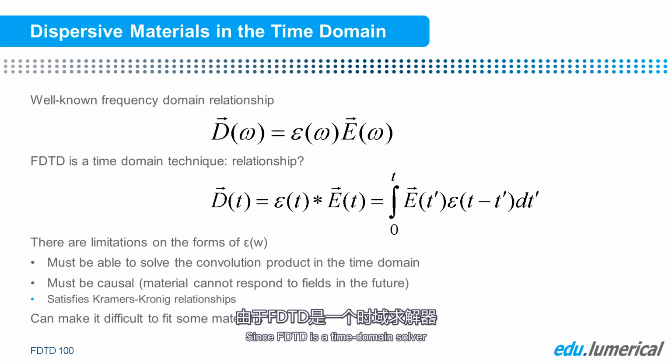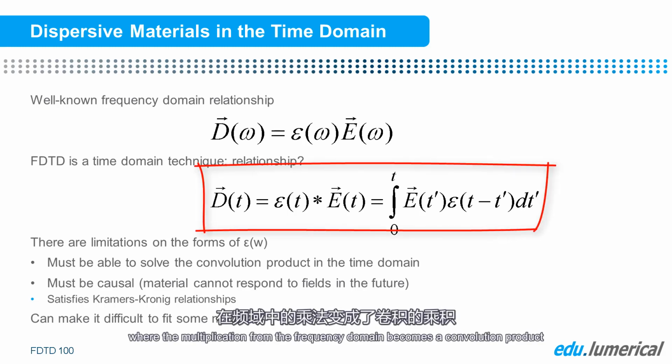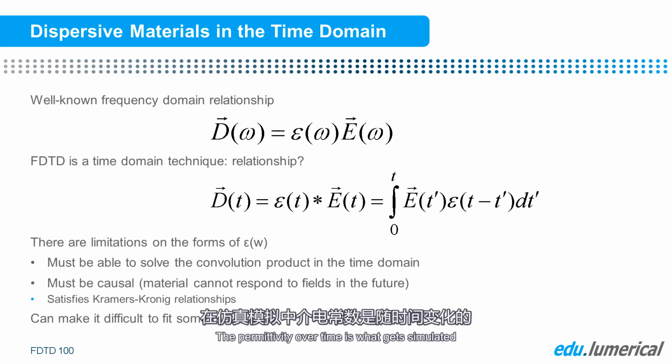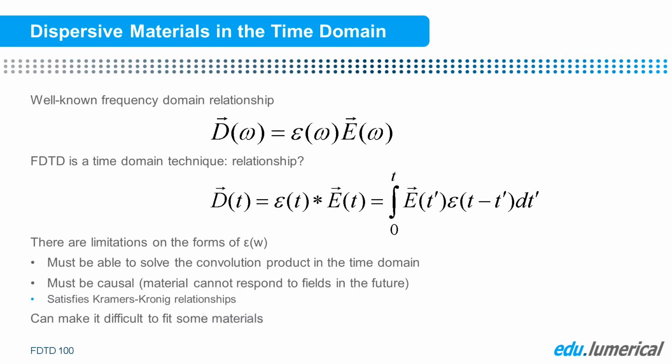Since FDTD is a time domain solver, we need to convert this relationship to the time domain, where the multiplication from the frequency domain becomes a convolution product in the time domain, which is an integration over all previous time. The permittivity over time is what gets simulated.